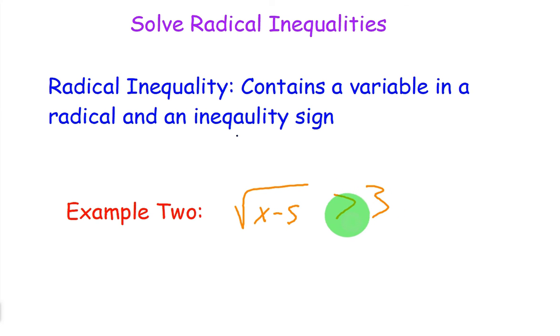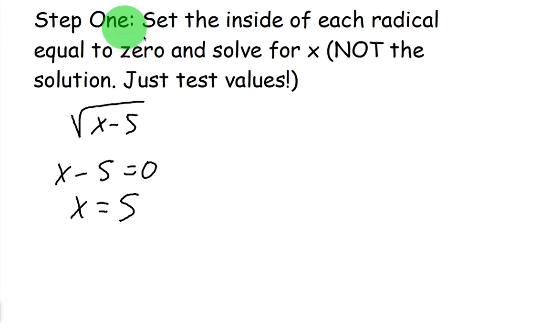I believe my guess would be something like maybe 20, right? Because you'd have the square root of 15 if you plugged in 20, and the square root of 15 is bigger than the square root of 9. So yeah, that's a number that works. But we want to know all numbers that work for x. So again, we're going to do the same steps.